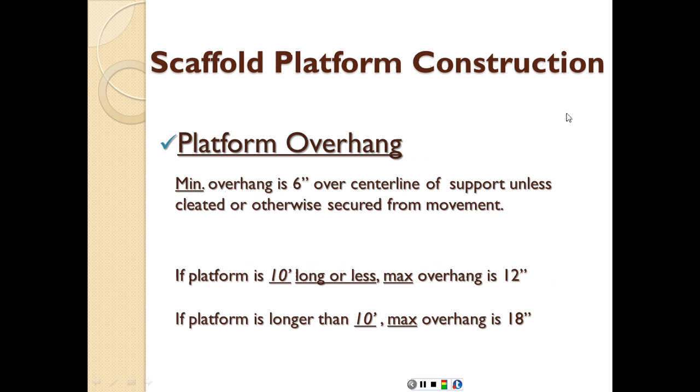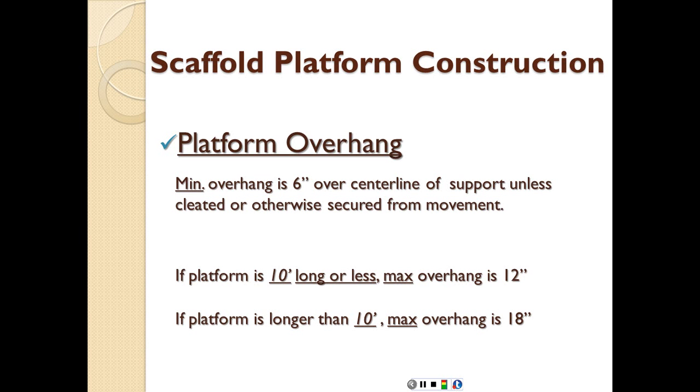For the platform overhang, another thing with the overhangs, which are the cantilevers spanning outside of the supports of the scaffold, think about it as a diving board. What would happen if you stand at the edge of the diving board? It would start bouncing. So this is exactly the same thing. So the minimum overhang is 6 inches over center line of support, unless cleated or otherwise secured from movement.